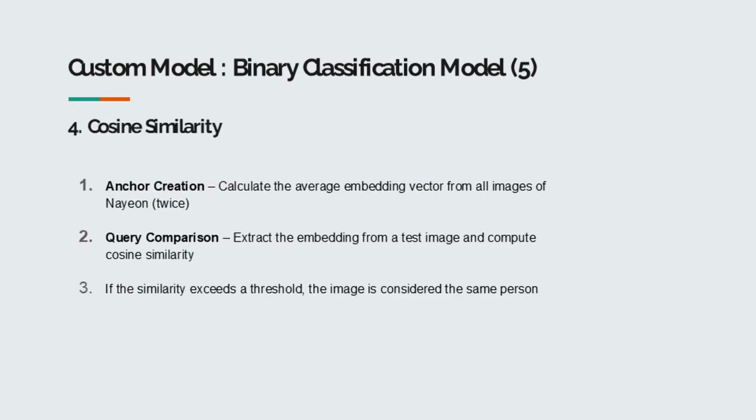This method uses image similarity for classification. We first created an anchor by averaging embeddings from Nayon's images. Then we compared a test image's embedding with the anchor using cosine similarity. If the score exceeds the threshold, the image is classified as Nayon.